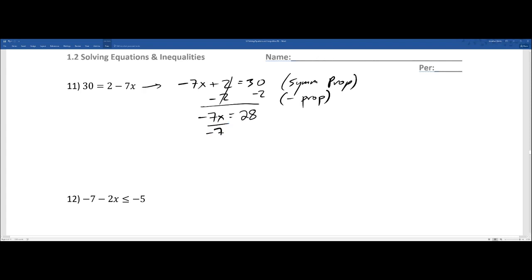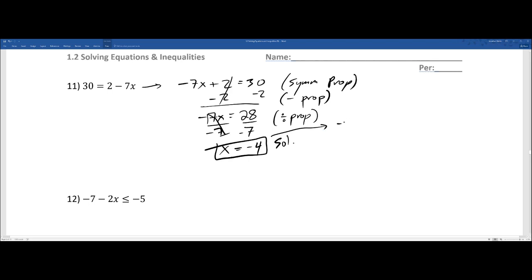Let's use the division property of equality, because how do you get rid of a multiplying negative 7? Divide by negative 7. Negative 7 divided by negative 7 is 1. All you have left is 1x, equals, and I believe this will be negative 4. 28 divided by negative 4. There you go. That'll be a solution. You could always double check, plug it back in.